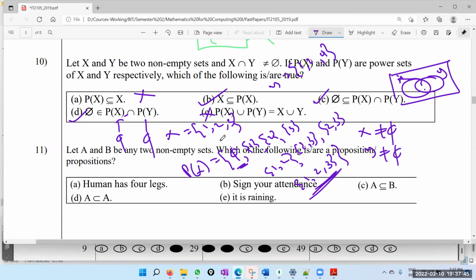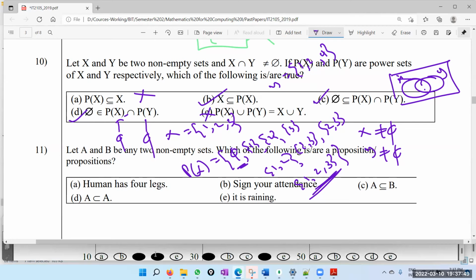So I will go for B, C, D. Oh, they have not taken B. They have taken only C and D. Why? Now we need to see why they did not take B. Why not B?